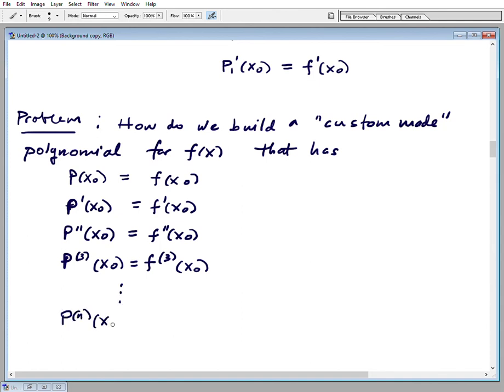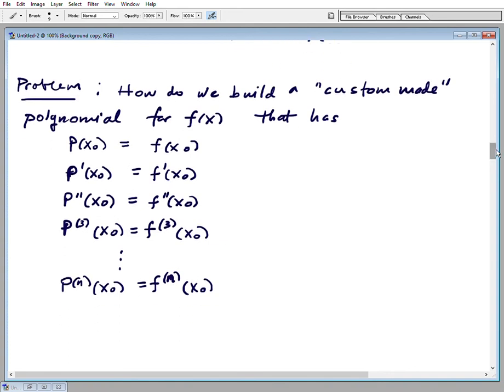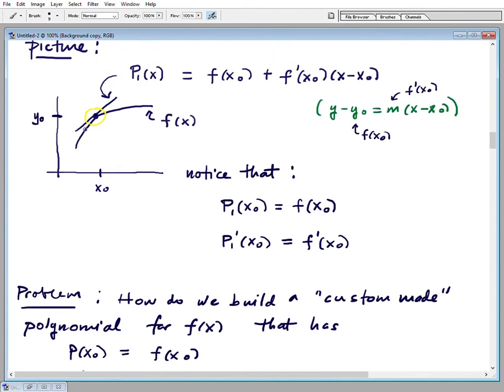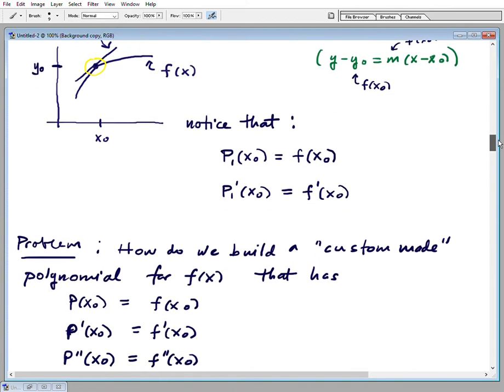In other words, get a polynomial of higher degree. It's actually a polynomial of degree n, where we have the function matching and n matching derivatives, lots of matching derivatives. So that'll be a nice fit. If we graph that polynomial, it's going to be much better than this line. It's going to hug the curve nicely around here, and then it's going to go off. But near x0, it'll be a tight fit.